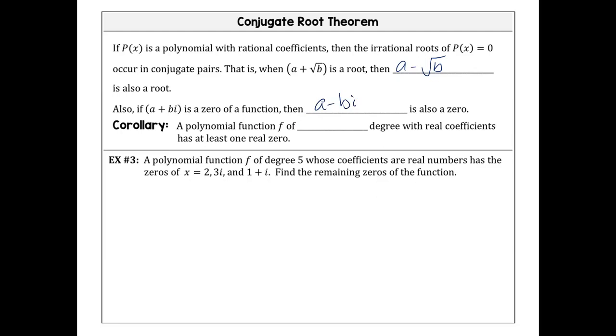Okay, if you have a polynomial function of odd degree, there has to be at least one real zero. X equals 2, x equals 5, x equals 2.5, because you're actually crossing the x-axis.